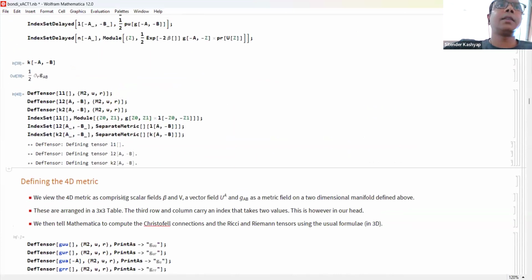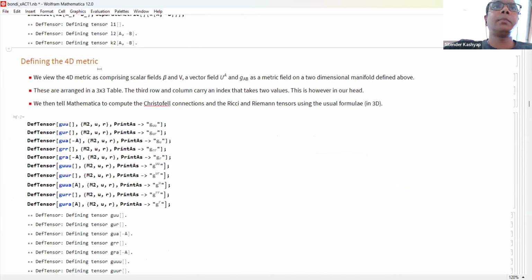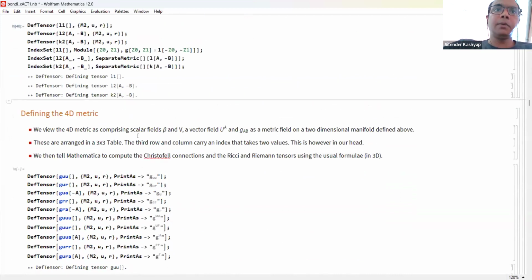So with this defining the basic tensors, now let's define the 4D metric, which, as we have already mentioned, we will think of as comprising scalar fields b, p, and vector field u, and a metric field g. This is the first part of our project to verify all the quantities given in Varnish and Resort.